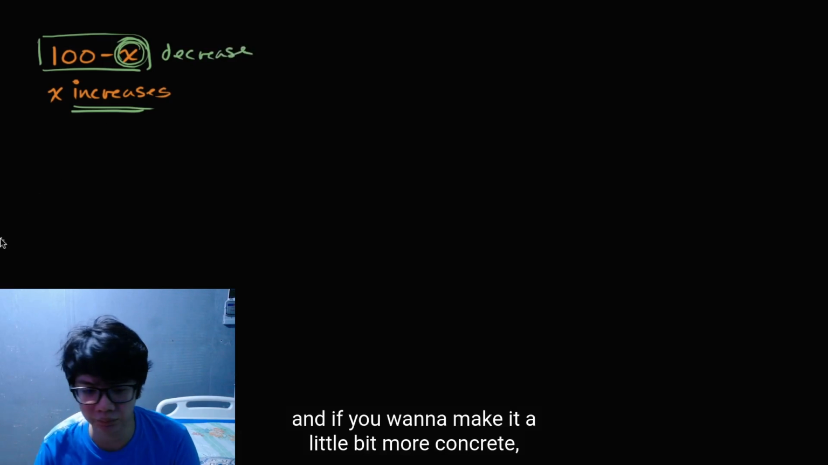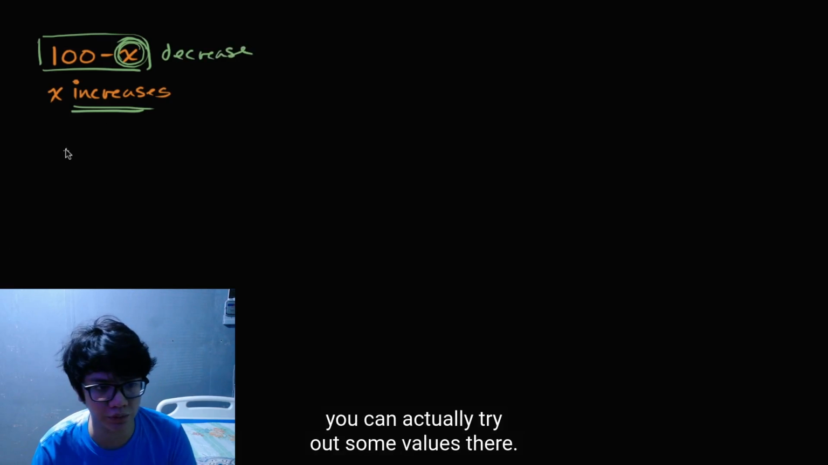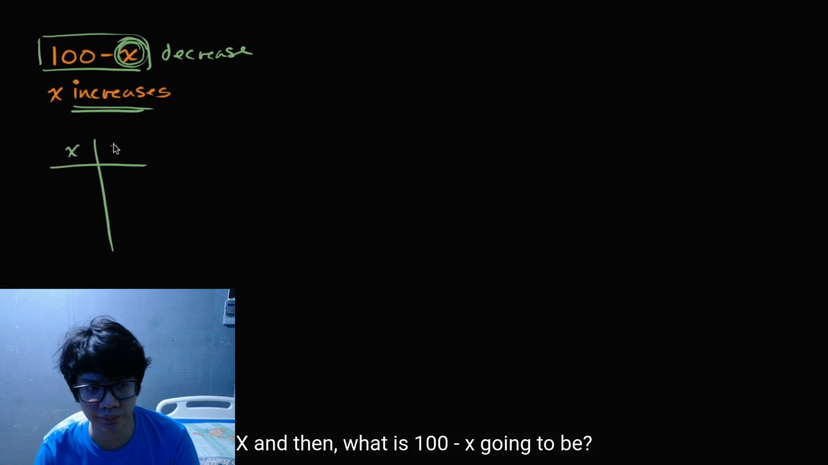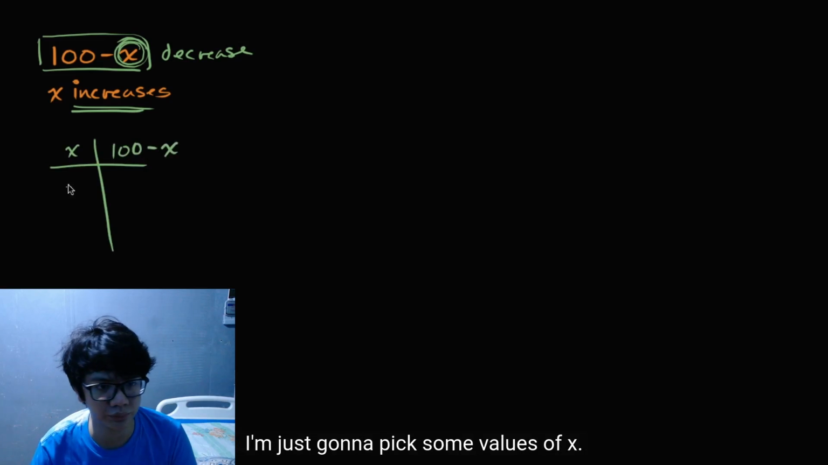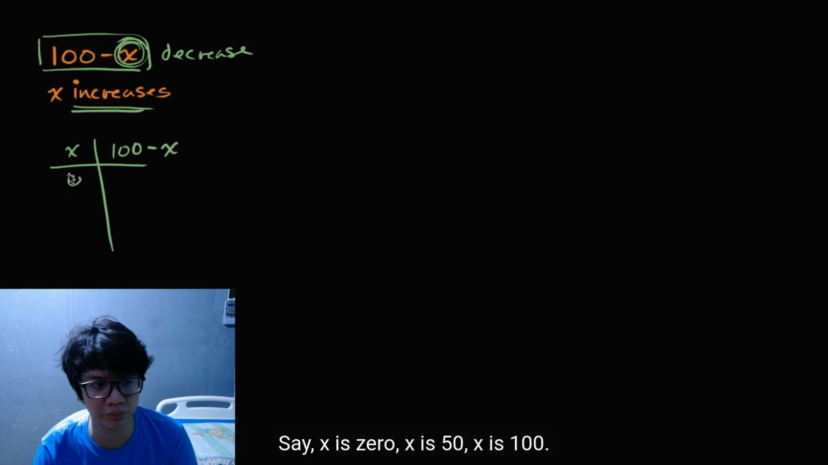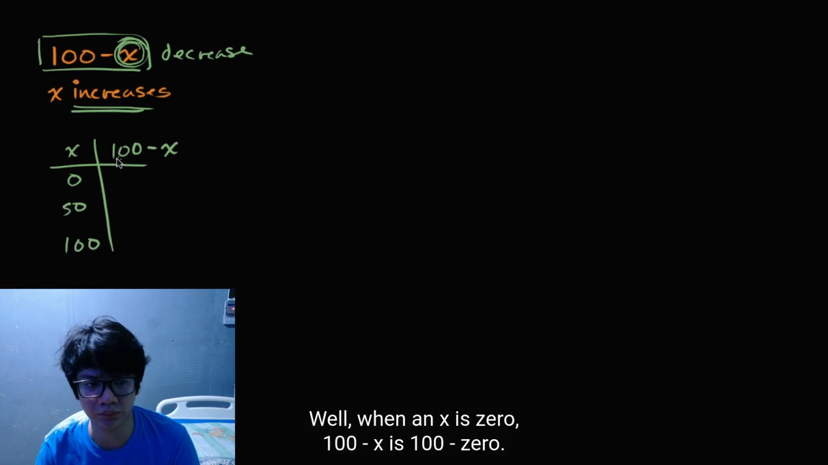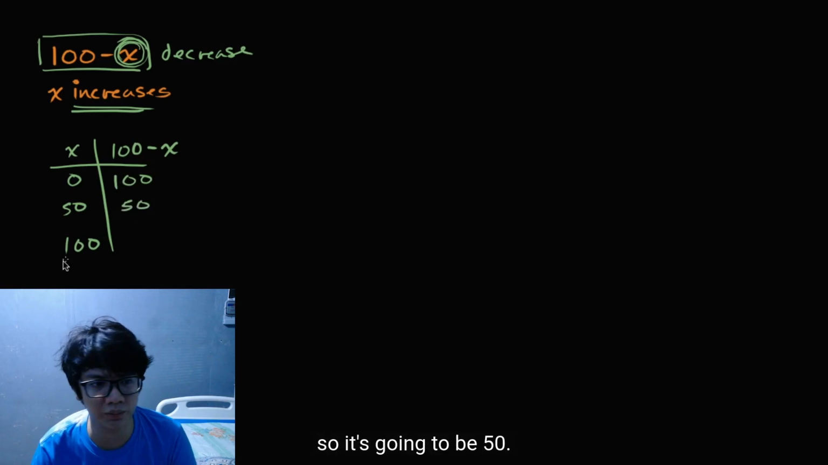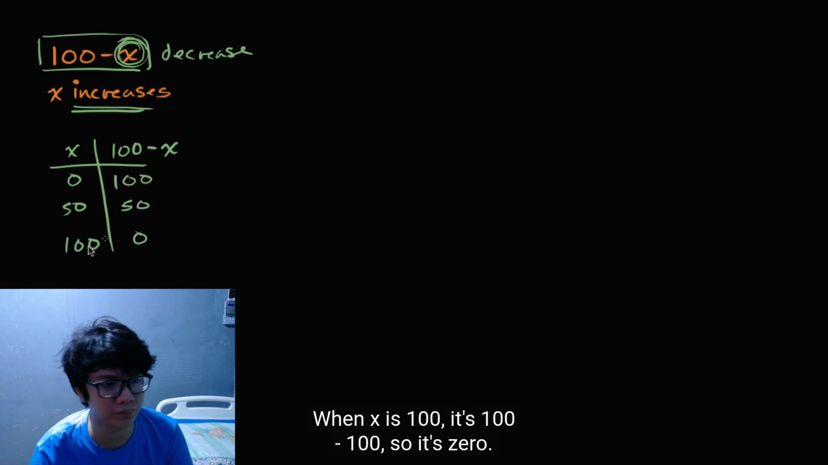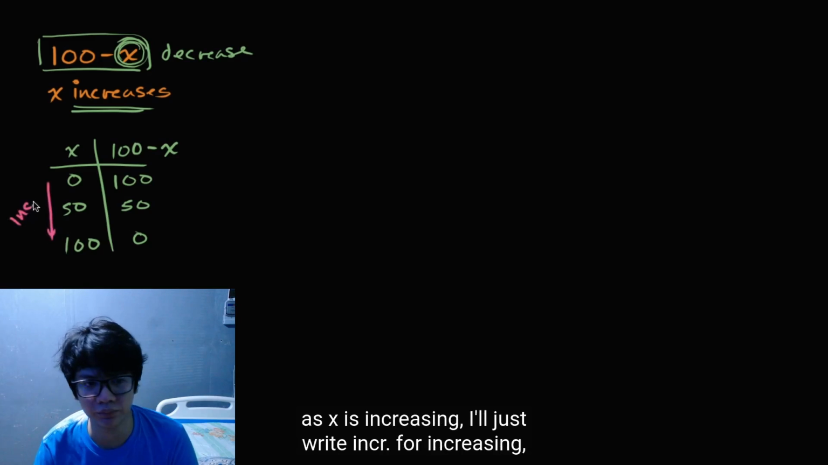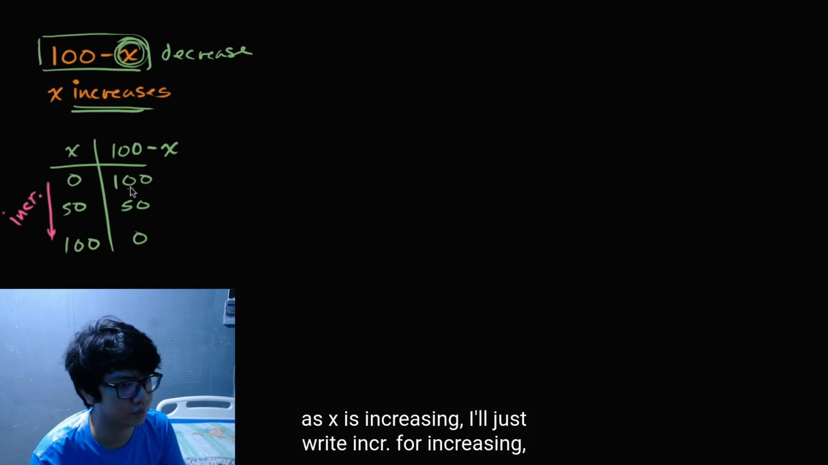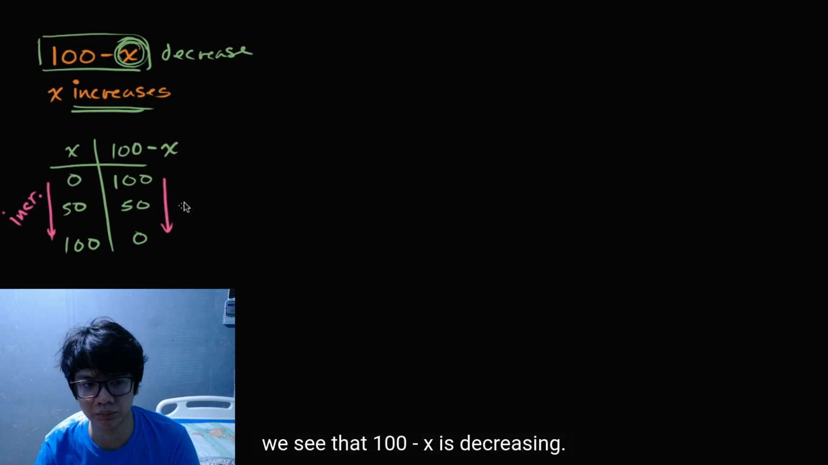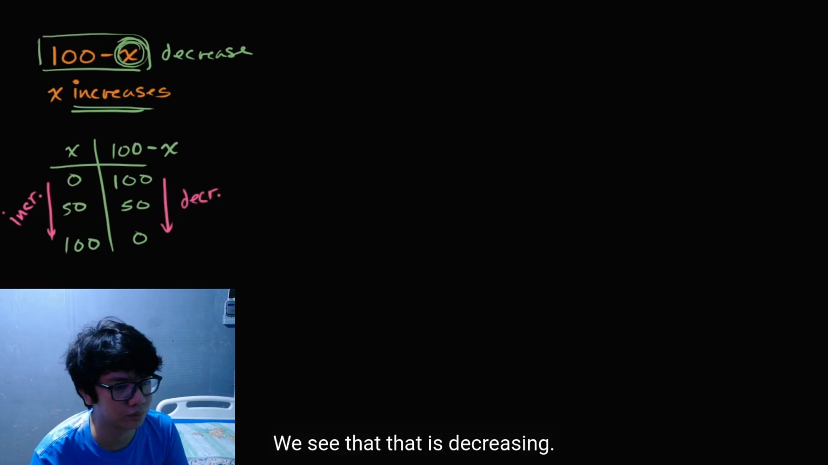And if you want to make it a little bit more concrete, you can try out some values. You can make a little table here, x, and then what is 100 minus x going to be? I'm going to pick some values of x that increase. Say x is 0, x is 50, x is 100. When x is 0, 100 minus x is 100 minus 0, so it's 100. When x is 50, it's 100 minus 50, so it's 50. When x is 100, it's 100 minus 100, so it's 0. So it's pretty clear that as x is increasing, I'll write incr for short for increasing, we see that 100 minus x is decreasing.